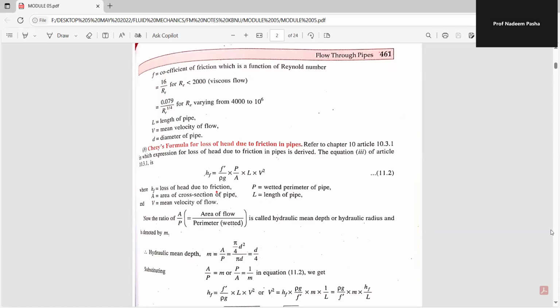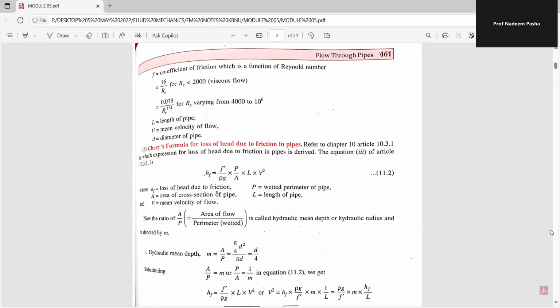Chezy's formula for loss of head due to friction. Referring to the earlier articles, we calculated hf is equal to f dash divided by rho g into P by A into L into V square, where hf is the loss of head due to friction, P is the wetted perimeter of pipe, A is the area of cross section of pipe, L is the length of pipe, and V is the mean velocity of flow.